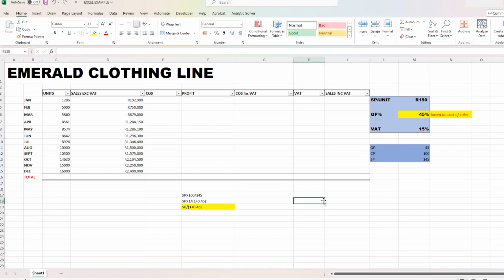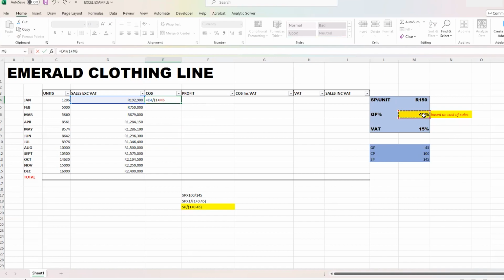So I want to do the same thing. I've just found the formula to get my cost of sales. Now I'm going to go here. I'm going to say equals, my selling price is sitting there, all right? Divide by, open brackets, and I'm sure you understand how we got here, right? Open bracket 1 plus, instead of saying 0.45, 0.45 is already in a cell, so I'm just going to use it. So I'm going to just select where 0.45 is.